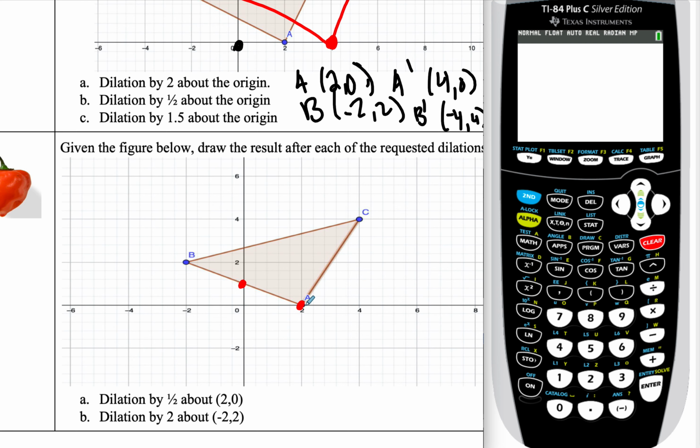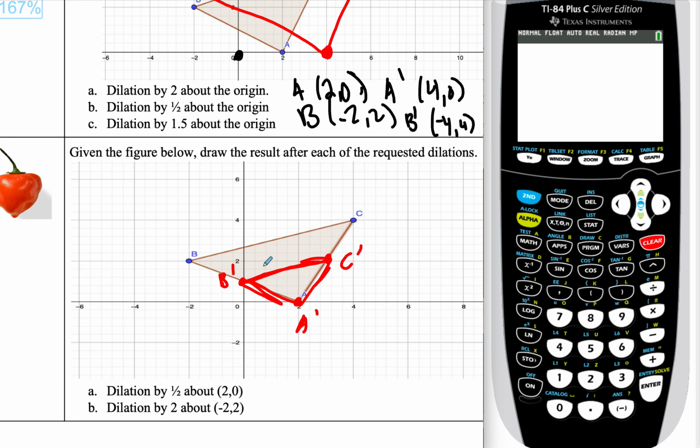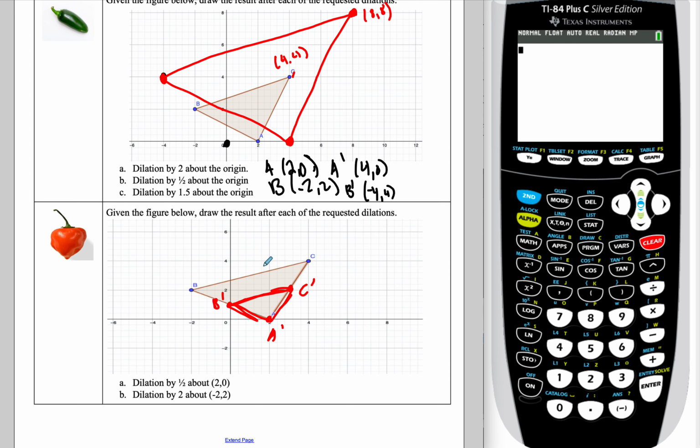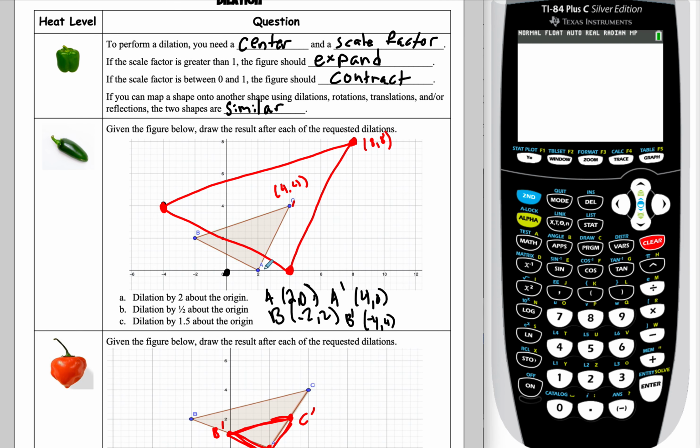Now C, I've got to go over 2, up 4. So I'm going to go over 2, up 2. And now I connect and observe that these two triangles are similar to one another, right? Just as we've always seen. So this is C prime, A prime, B prime, okay? So that's a little brief shot at similarity. Please feel free to rewind, go back, and look through anything I did again, and then in a moment I will move on.